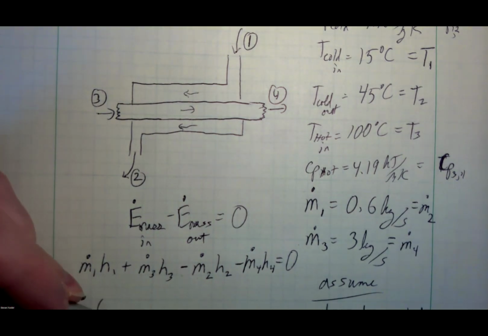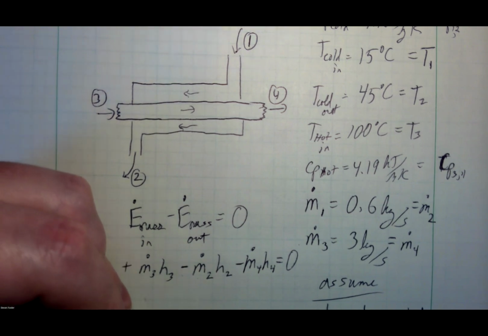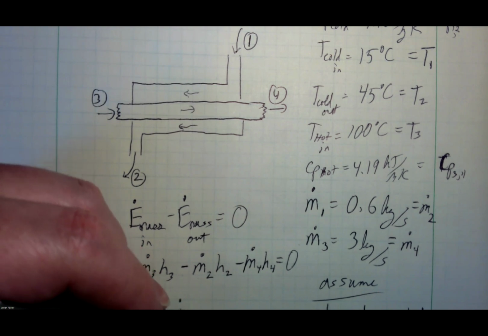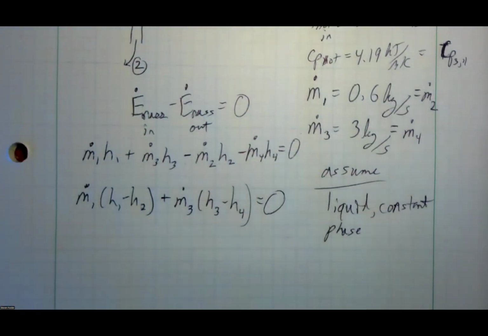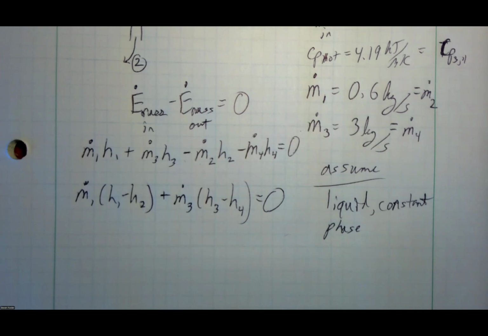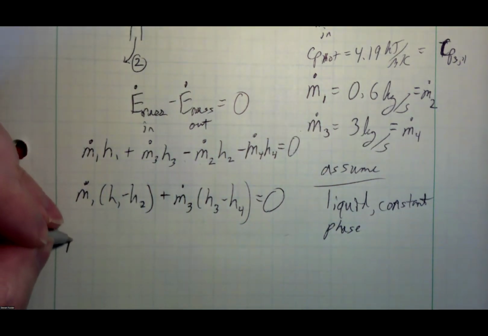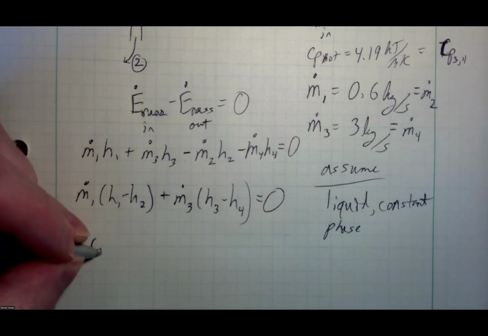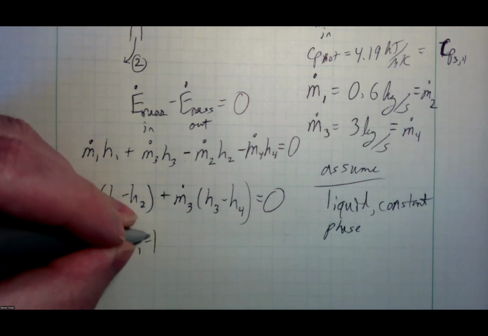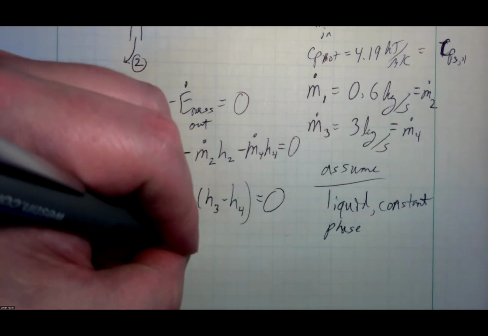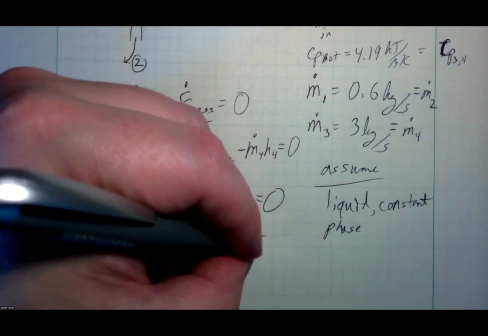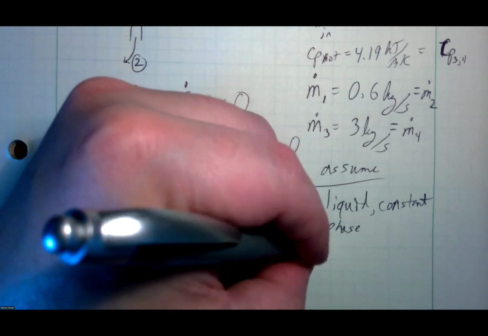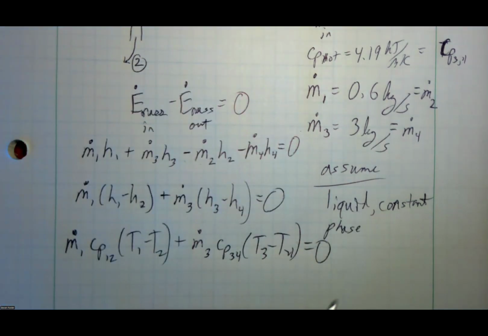You got m dot 1 times (h1 minus h2) plus m dot 3 times (h3 minus h4), and that sum is going to equal 0. And again, I know specific heats for each of these streams. So now m dot 1 C sub P 1,2 times (T1 minus T2) plus m dot 3 C sub P 3,4 for the hot stream times (T3 minus T4) is going to equal 0, because we're assuming liquid at constant phase. So a constant C sub P works for both of these.